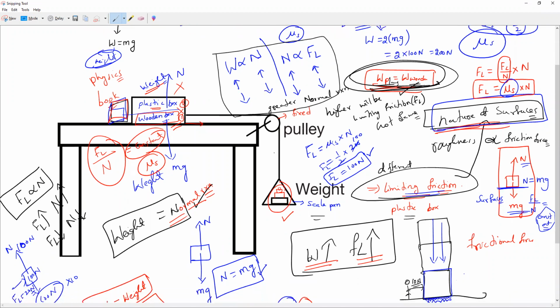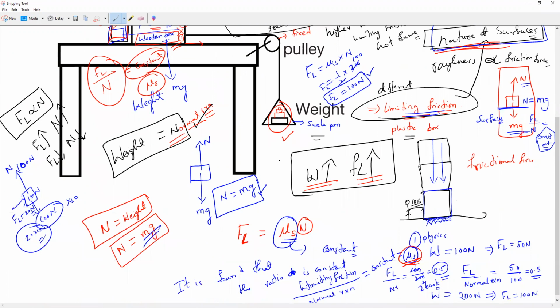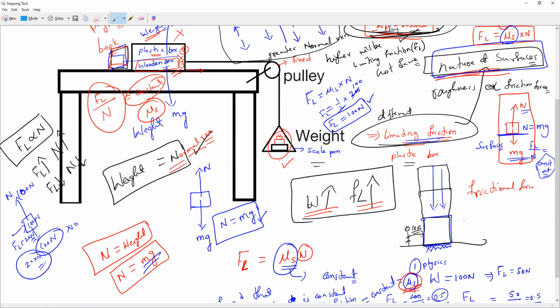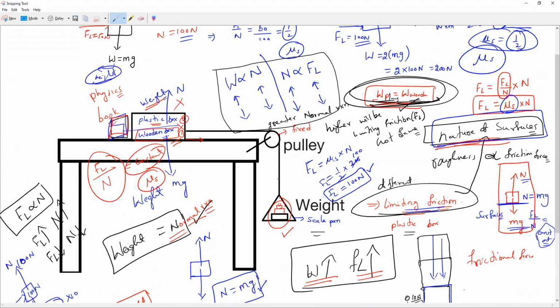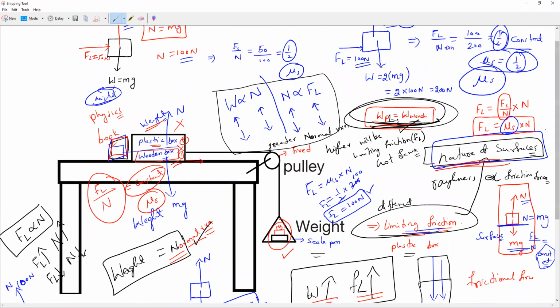Here the coefficient is 1/2. In another example, it may vary. I will take 0.1, 0.5, or 0.2. That varies depending on the surfaces. See, the coefficient of limiting friction depends on the nature of the surfaces. Surfaces will decide the coefficient, but it always remains constant. Clear? Everybody, understand or not? Anybody having a doubt, you can ask me. Sanjay, Kishore, Hasinis, any doubt?